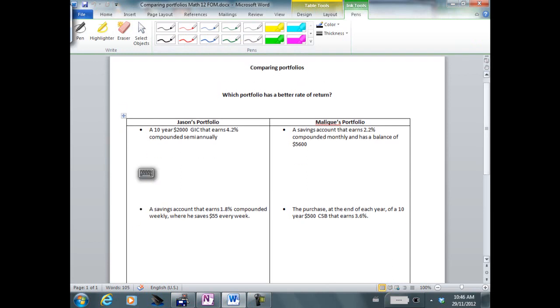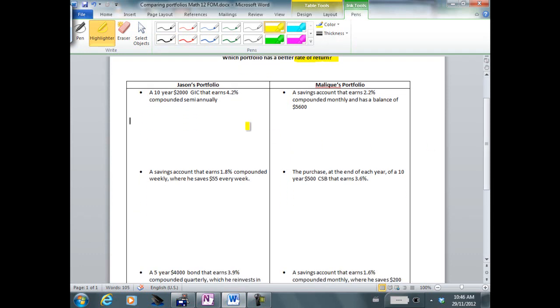I have a portfolio with 2 people. One is Jason, one is Malik. Yeah, I know, it's kind of weird, but that's the best I can do. What we're going to do is it asks you what's the better rate of return for each portfolio. Key here is I'm looking for a rate of return. First mistake, when I gave this last time, a lot of you started adding things together. But in reality, you're supposed to find the principal for the total of each person's portfolio.